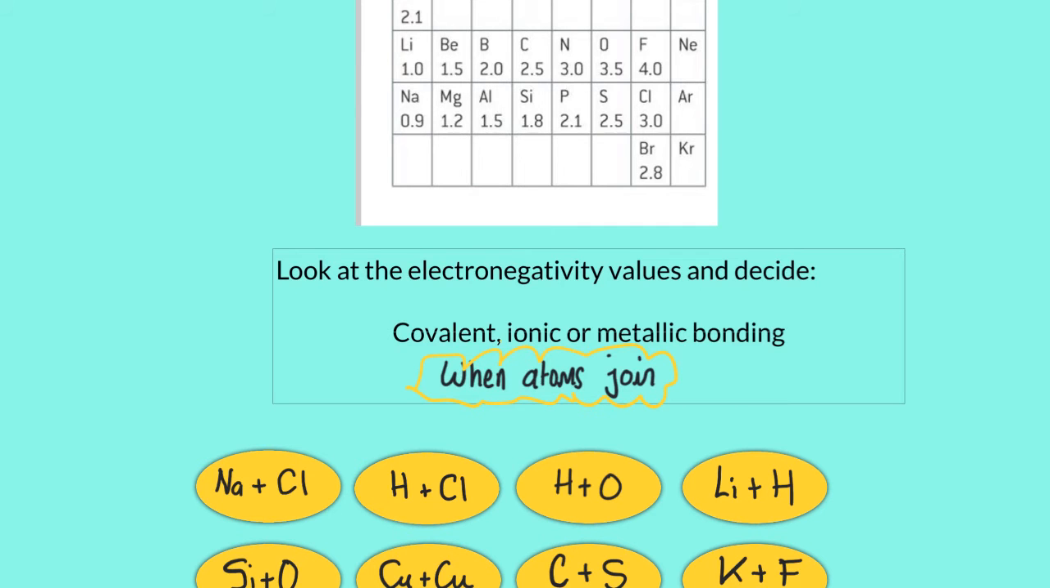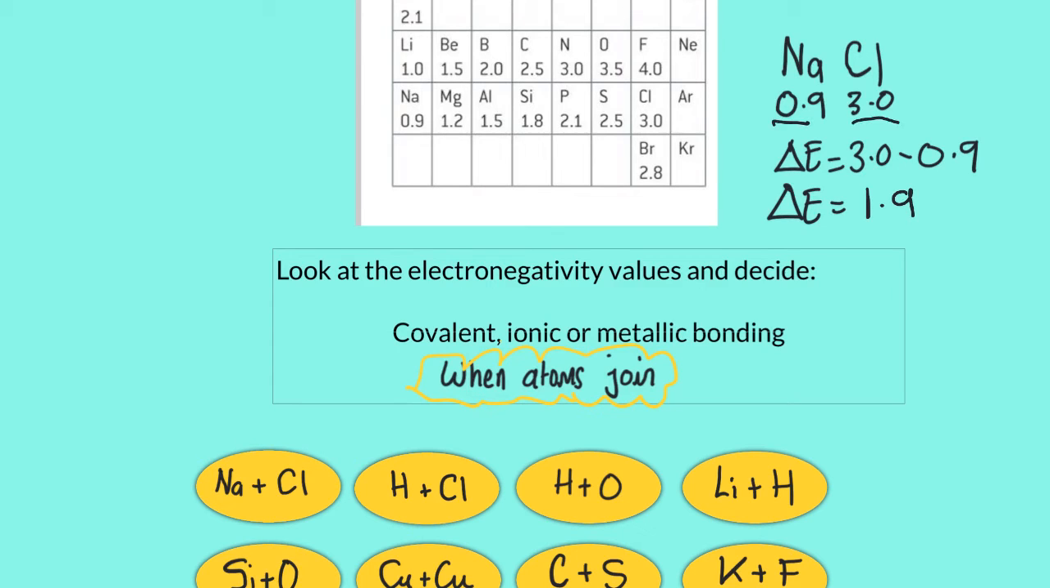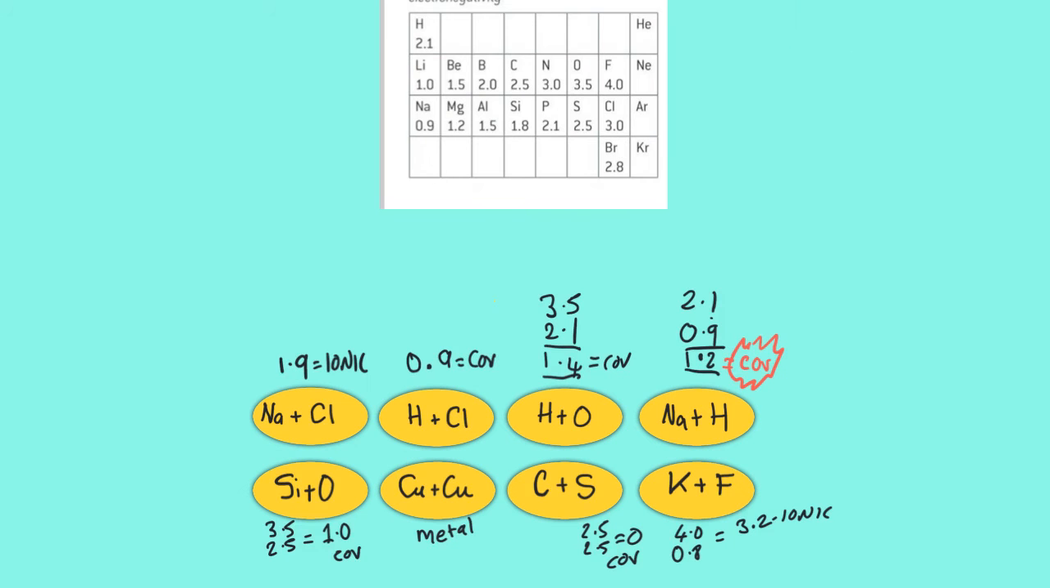So what we're going to do now is look at some differences in electronegativity values and decide if they're ionic or covalent. Here's sodium chloride, sodium and chlorine. The electronegativity value of sodium is 0.9. The electronegativity value of chlorine is 3. The difference in electronegativity is 3 take away 0.9, which is 1.9. And therefore we say it's ionic because its electronegativity difference is 1.9 or greater. Let's look at the others. Can you do this and then check your answers by moving the video on? So we decided that sodium chloride was ionic because the difference in electronegativity was 1.9.